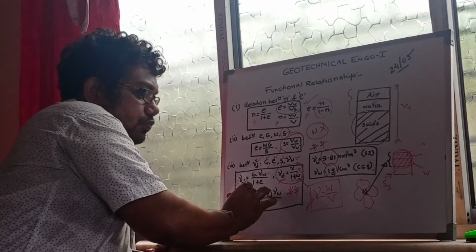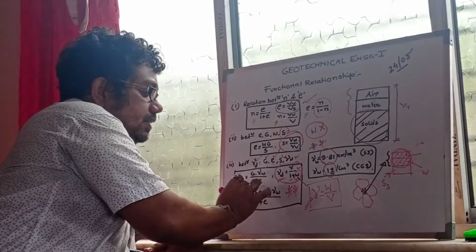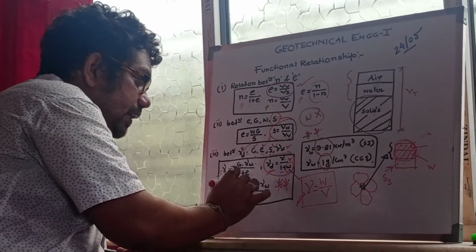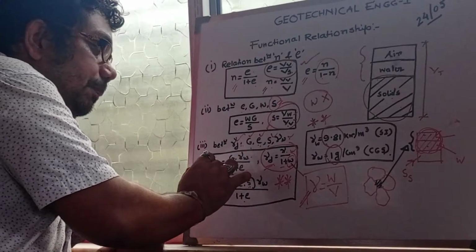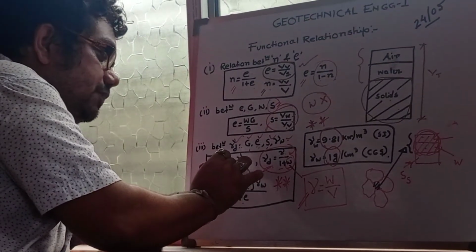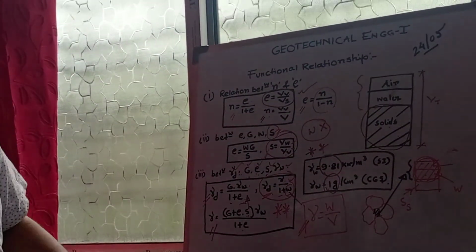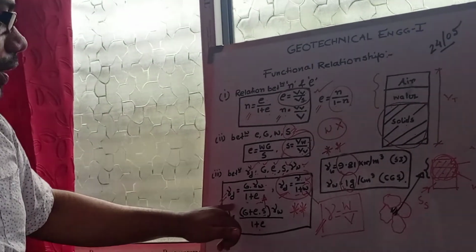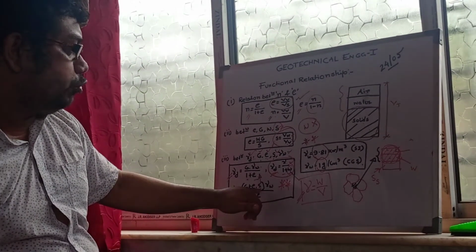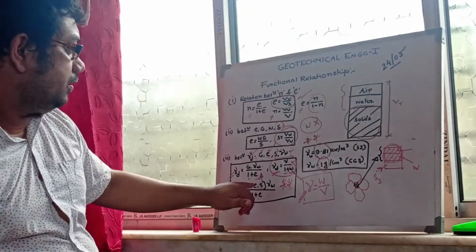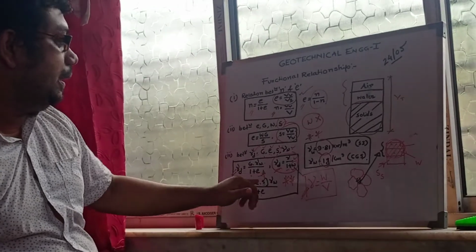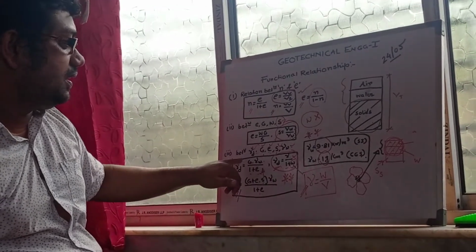So what will happen? If you put S equal to 0 here, this term comes to 0 numerically. Only G gamma w over 1 plus e remains. So you can see how G gamma w over 1 plus e comes from this equation for the dry soil. If it is completely dry soil, instead of gamma we write gamma d, and if you put S equal to 0, the entire term gamma w S into e comes to 0. Only the remaining part G into gamma w, what you can see in the above line.